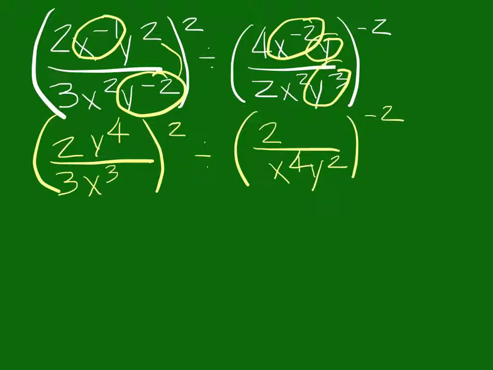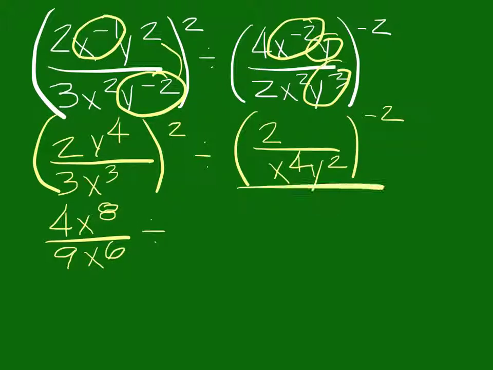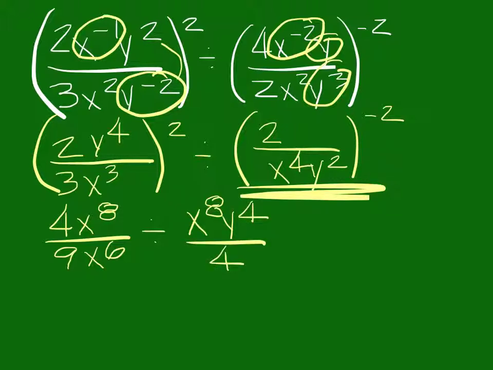Then you have to go back to the left side and square everything. So if you square everything on the left, it's 4x to the 8th over 9x to the 6th. And you divide by the simplified version of this, so it's going to be x to the 8th, y to the 4th on the top, and on the bottom it's a 4.